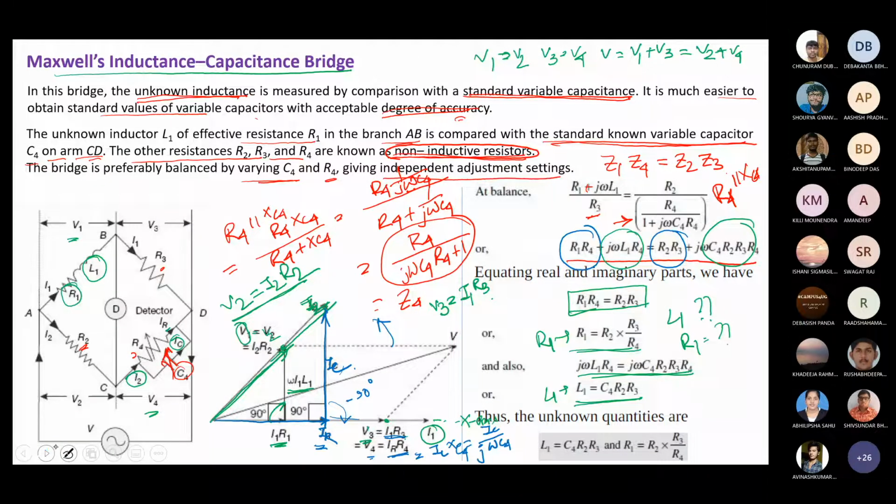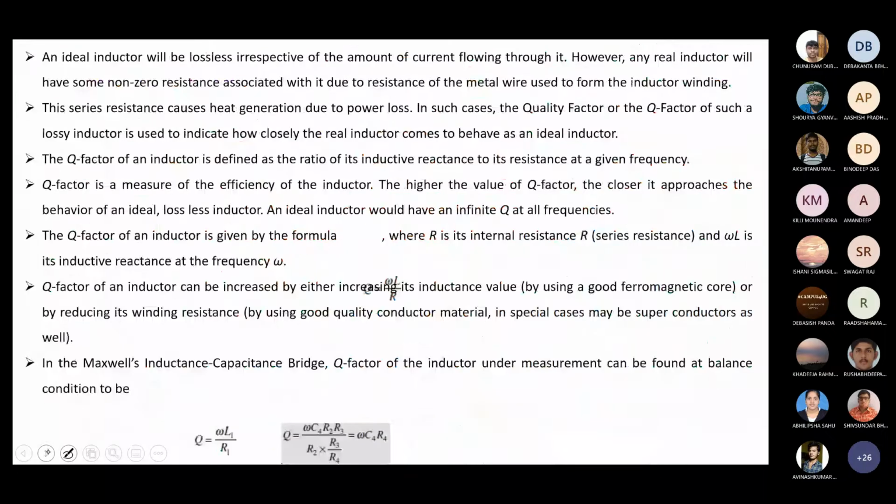What are the most important things we can understand from this diagram? The first understanding is that an ideal inductor is lossless. But in a real inductor, some impurity is there, so one unknown resistance, that R1, was there. A real inductor has some non-zero resistance, due to the metal wires of the inductor winding. So that's why that problem is there.